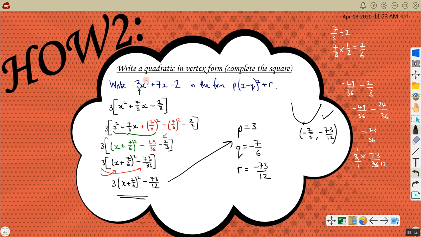So factorize, take your middle term, half it, square it, add it on, take it off, and then you group your first 3 terms into the square part, and then just simplify the rest. And making sure if this is positive, this is positive. If this is negative, this is negative.